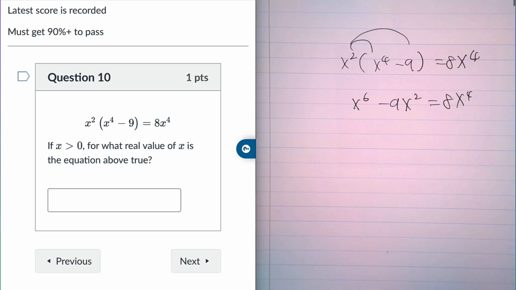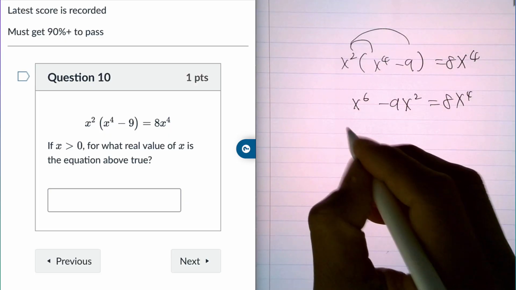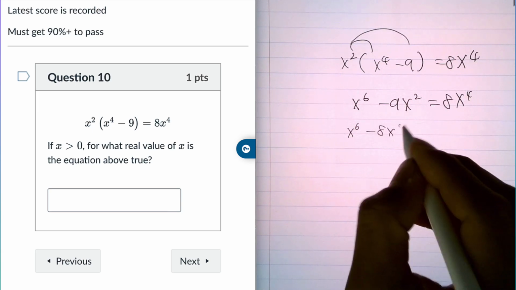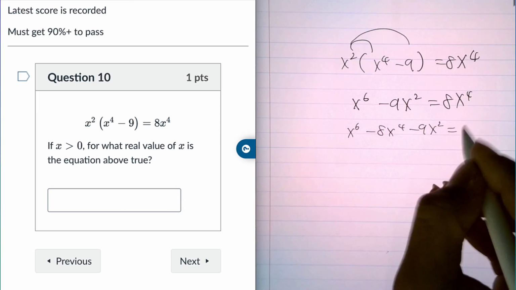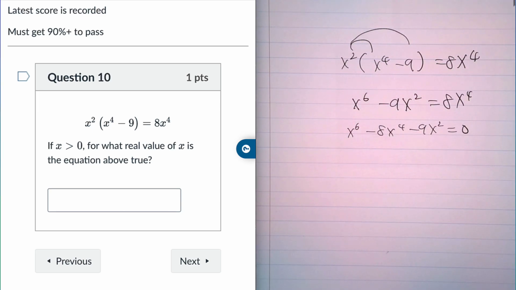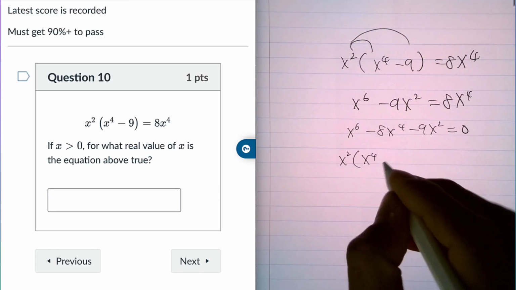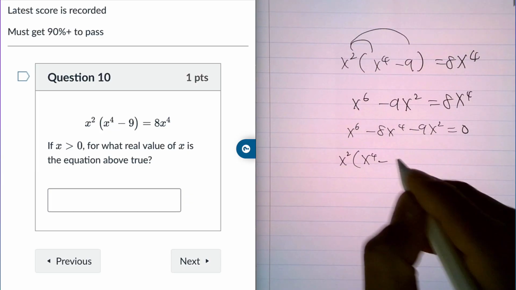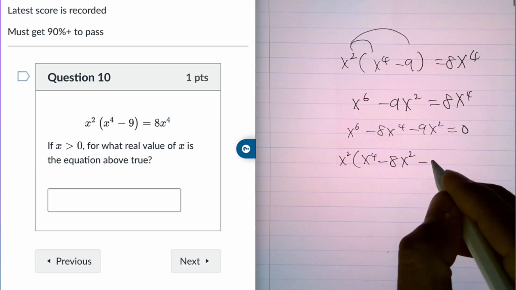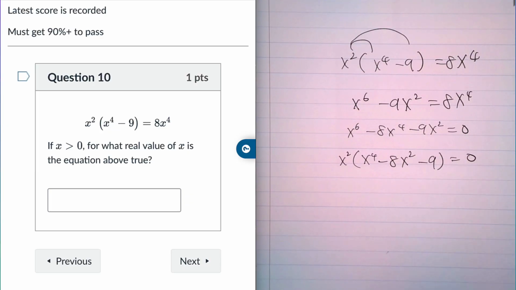Let's write this in the standard polynomial form in the descending order of power. x to the sixth minus 8x to the fourth minus 9x squared equals 0. Now let's look for the greatest common factor. We can factor out x squared, and inside the parentheses we get x to the fourth minus 8x squared minus 9. Oh wow, I think we can do another factoring.